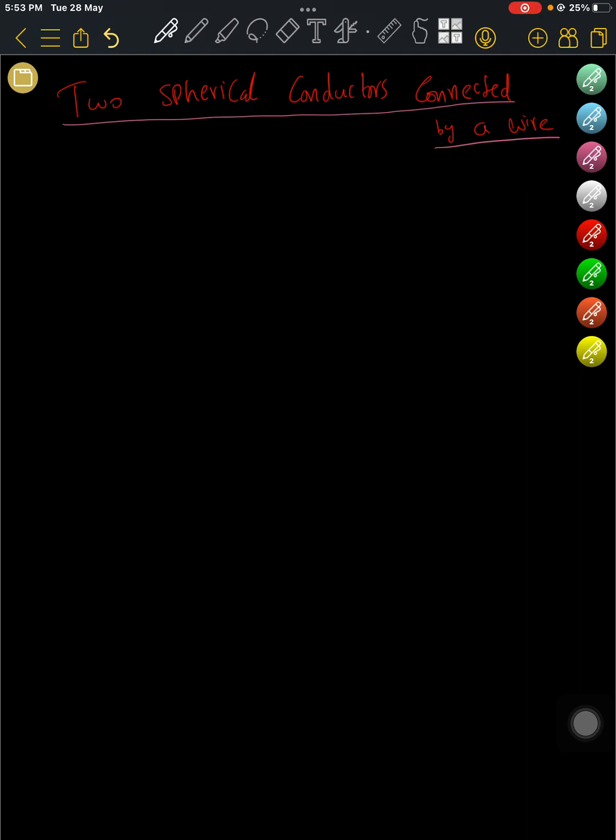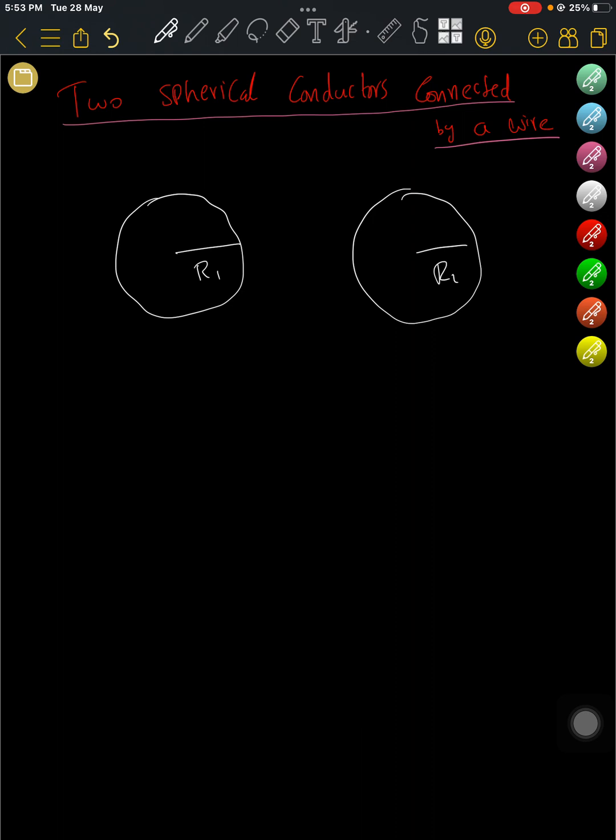Yeah, we have got a topic here. We have got two spheres. One has radius r1 and the other has radius r2. Let's say these two spheres are initially charged. The first one has a charge q1 and the second sphere has a charge q2, and these charges are distributed on the surface uniformly.